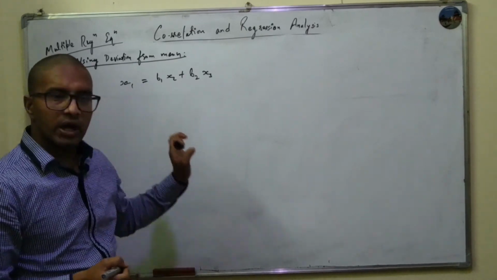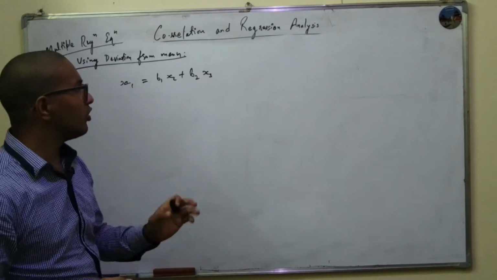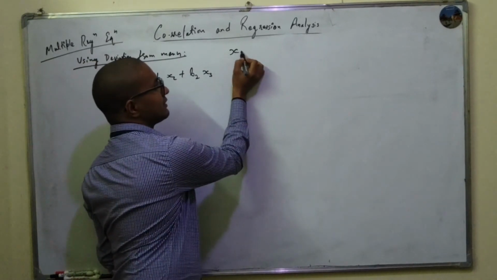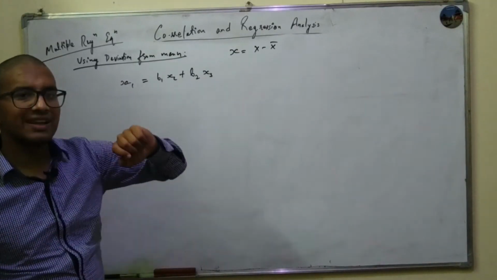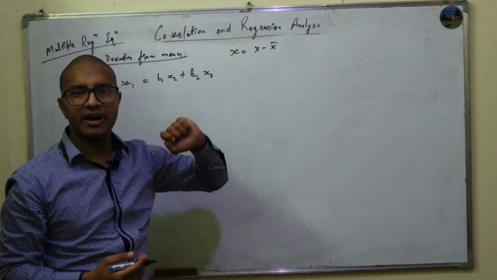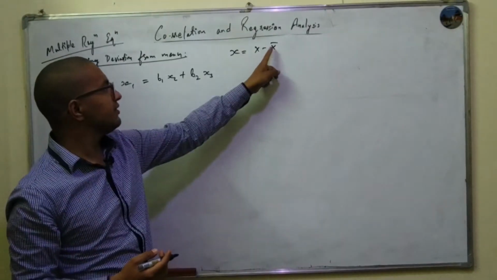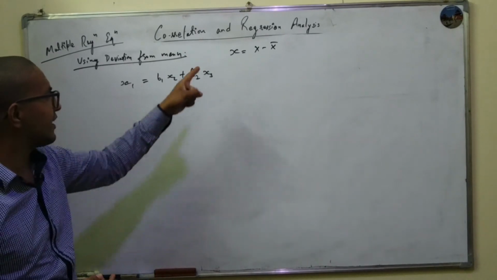Why am I writing small x? Because small x is x minus x bar, right? That's the deviation from the mean of x. So how much has it deviated? That's what we are just trying to find out.